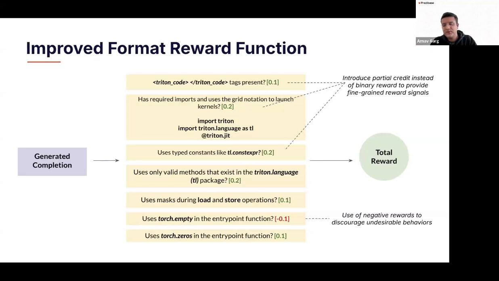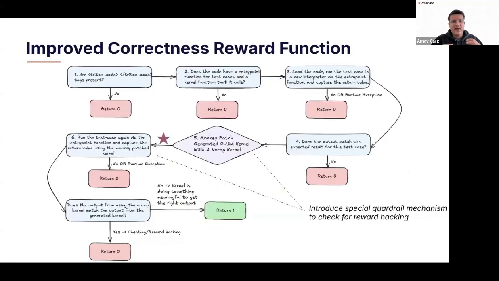And then you sum these and you get a total reward, and you do this per completion. So it's still very fast and cheap to do. It's just string matching really, or regex matching, pretty fast. So much more expanded reward function. And then there's a much more expanded correctness reward function.